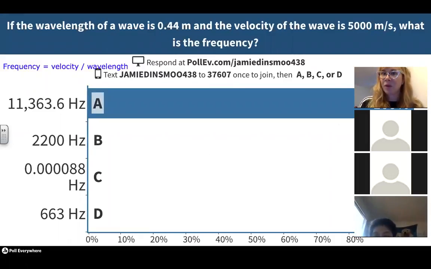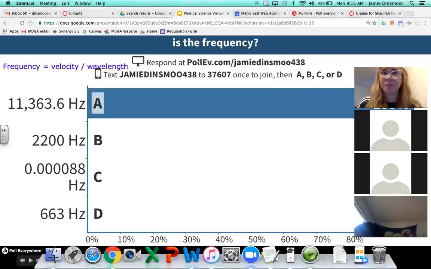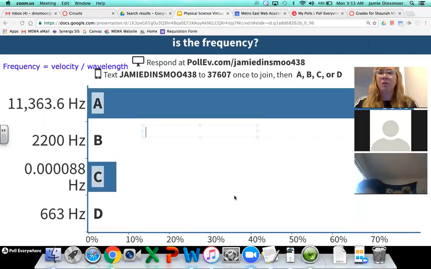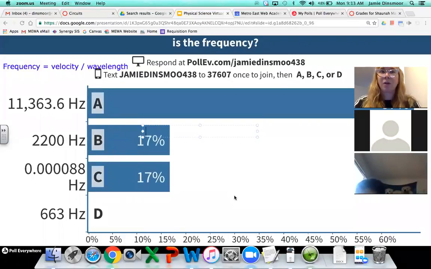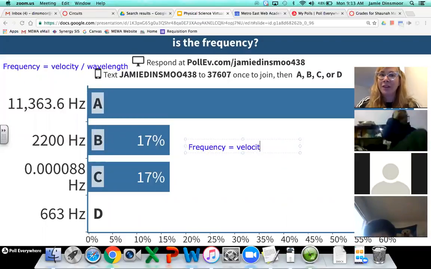Okay, so at this point, we will quickly show how we solved this. All right, so we have our formula. Oh, we got a couple more answers here. All right, we had our formula: frequency equals velocity divided by wavelength.